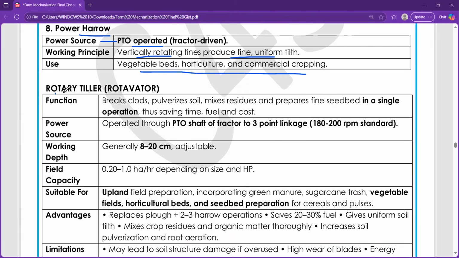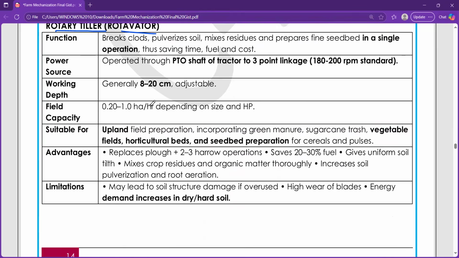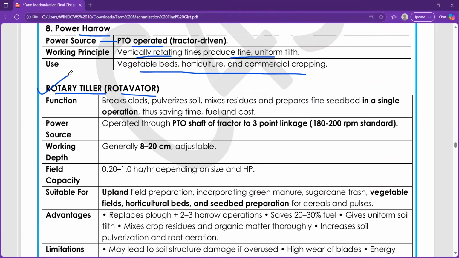Okay. Next, we have rotary tiller or rotavator. Again, it is a very important question, most of the time, from the secondary implements. Rotavator is a very favorite question of examiners. The function is that they break the soil, pulverize the soil, mix in the residues, and prepare a fine seedbed in a single operation, in a single run, thus saving time, fuel, and cost. They are generally operated through PTO shaft, attached to a 3-point linkage, and have an RPM of 180 to 200 RPM.